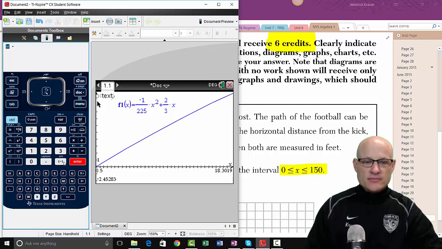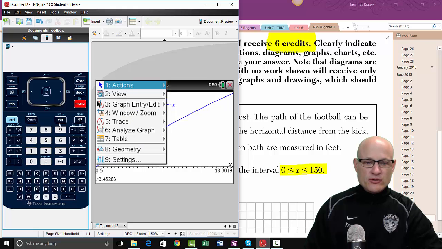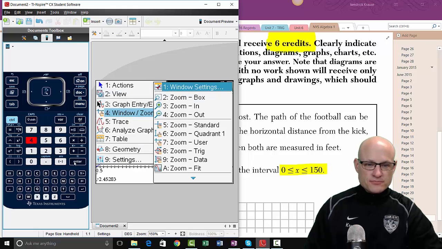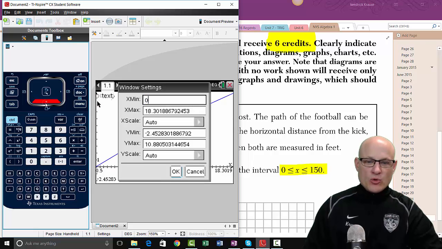And no, that didn't help. Menu 4, enter 0. We're going to change. Now the maximum they want you to do is 150, so we're going to go to, let's go to 180. And I don't need negative, so 0.